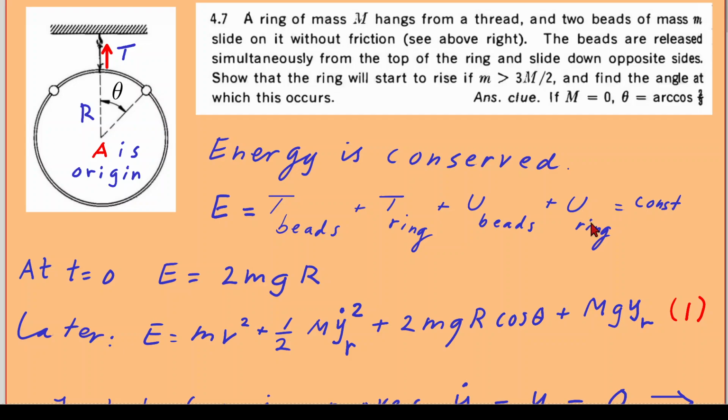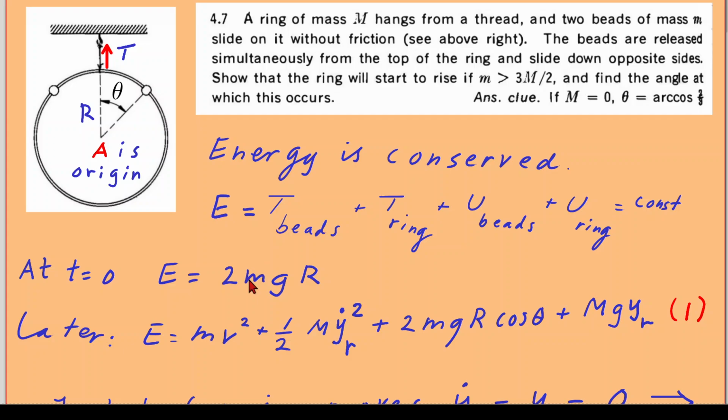And then the potential energy of the ring, that's mg times the height from the origin, and where its center of mass is. But the center of mass here is at the origin. So there is no potential energy, it's zero, as long as its y coordinate is at the origin, and it hasn't risen up here.